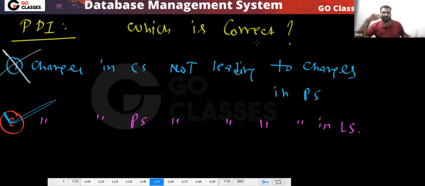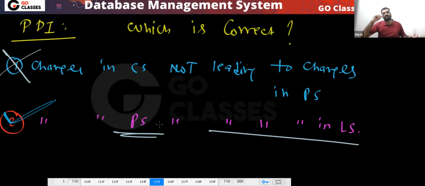Priya, is your doubt clear? So remember, physical data independence says that if you change the physical structure, if you make some physical changes, then you should not have to make logical changes. Is this point clear, Priya? So this is your physical data independence: if you make physical changes, then you don't have to make logical changes.